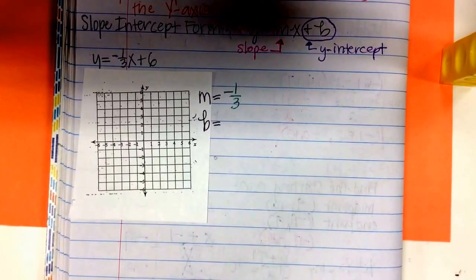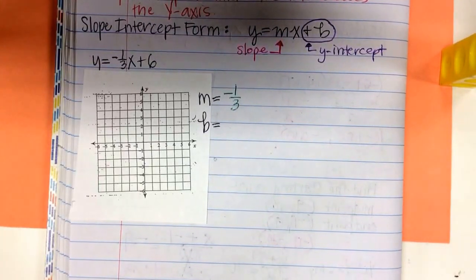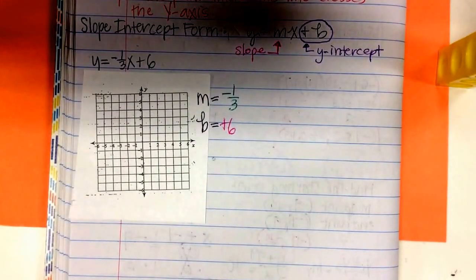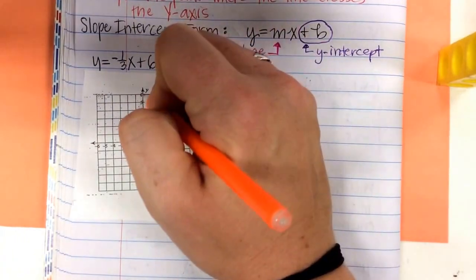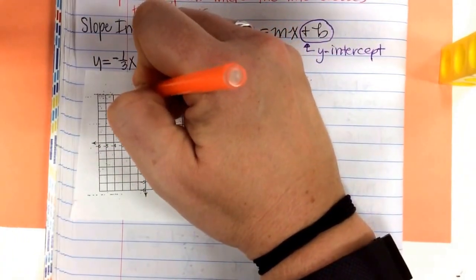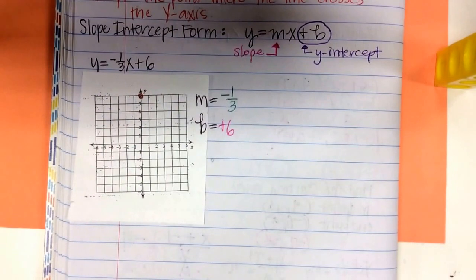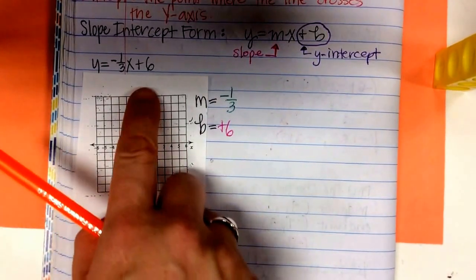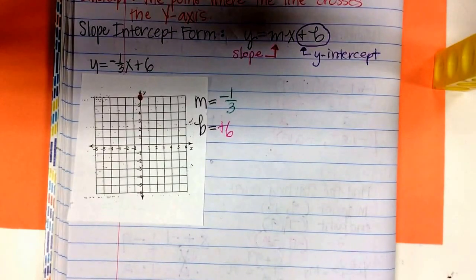And what's my y-intercept? 6. Positive 6. And now it's time to graph. Alphabetical order is the key to math. So which one do you think we start with? B. So I find positive 6, the y-intercept, and I put a dot. Because it's positive 6, and this is the y-intercept. It intercepts the y-axis at 6.